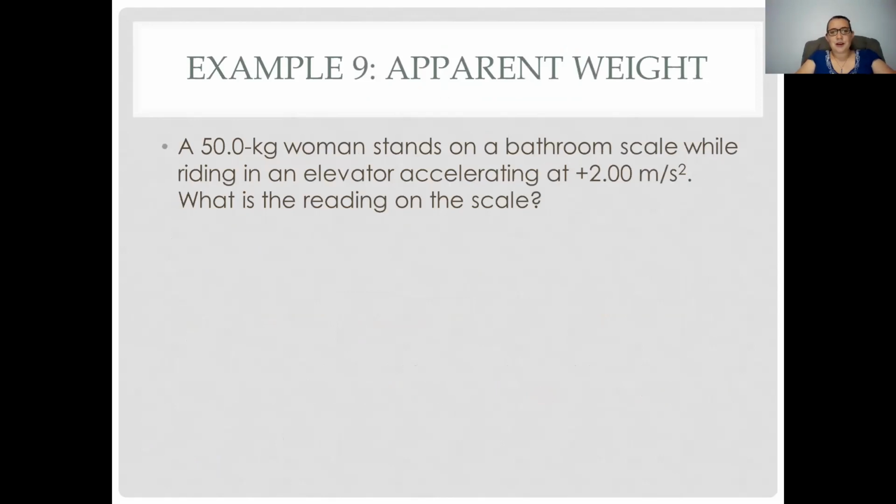So, we're going to do a couple quick examples with apparent weight. And in this case, we have a woman standing on a scale in an elevator. Now, again, I don't know how often you would do this particular thing in everyday life, but I mean, you do you. So this elevator is accelerating, excuse me, at 2 meters per second squared. What is the reading on the scale?